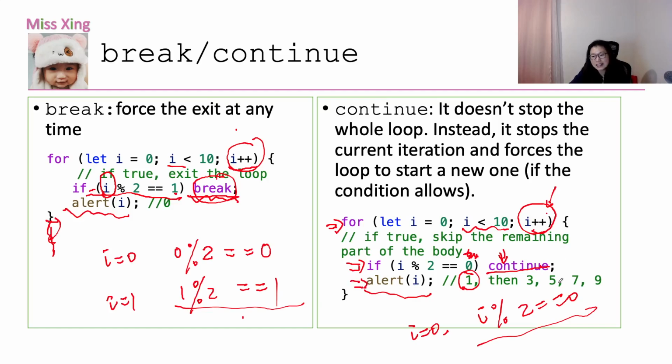And the other iterations are the same. So eventually you're going to get 1, 3, 5, 7, 9 alerted. And for all the even numbers, because of continue, all the remaining statements are skipped. That's the difference between them. Now let me show you the code.